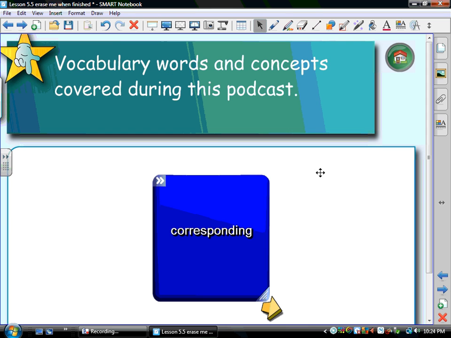Spin the old wheel. Corresponding, nice vocab, plus 20 bears. But who's counting? Corresponding angles, angles that are congruent.